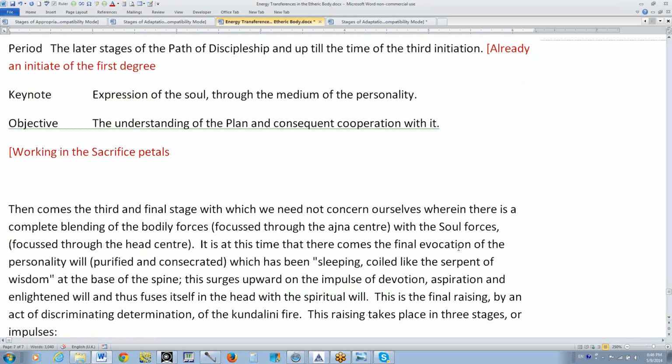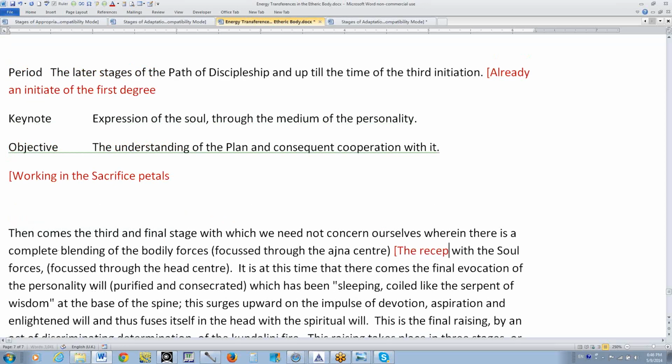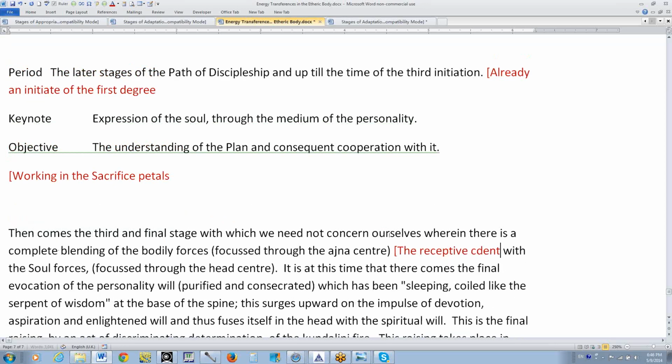Then comes the third and final stage, with which we need not concern ourselves, wherein there's a complete blending of the bodily forces focused through the ajna center with the soul forces. Bodily forces focused through the ajna center, so it is the receptive center, okay, with the soul forces focused through the head center. So there is a marriage in the heavens, in a sense, between the female ajna center and the male head center. It is at this time that there comes the final evocation of the personality will, purified and consecrated, which has been sleeping, coiled like the serpent of wisdom at the base of the spine.